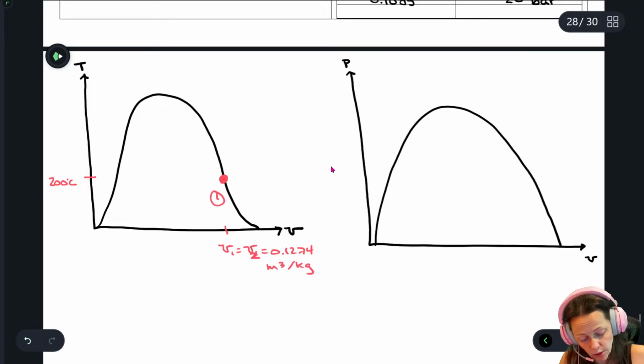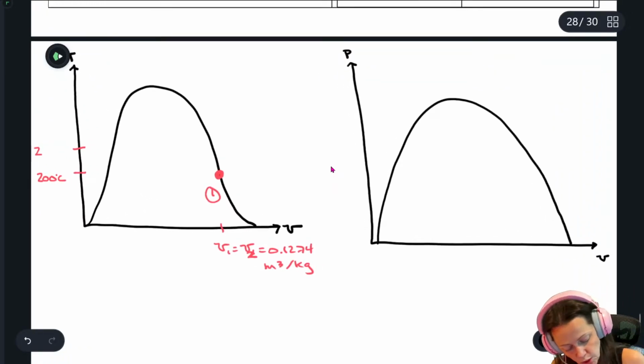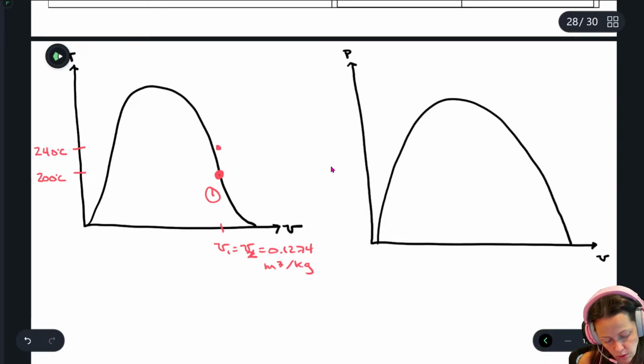And then state 2, I was given what my temperature is. My temperature is 240 degrees Celsius. And I know, go right up, and it's going into that. It's clearly in that, well, maybe not.